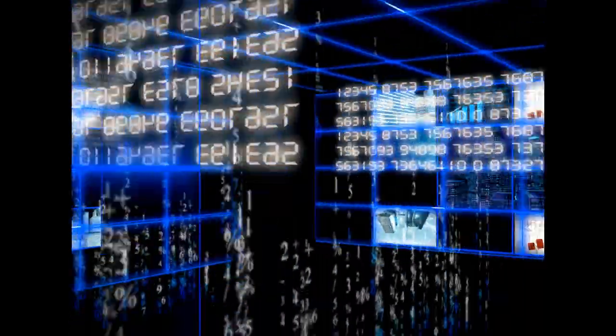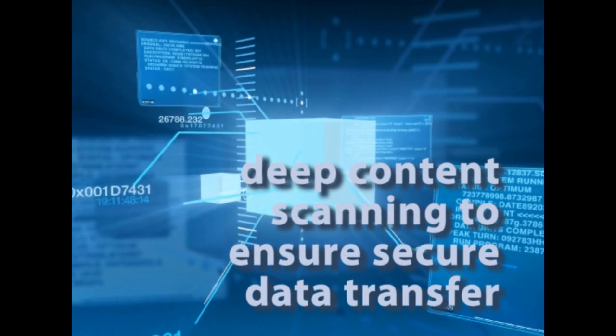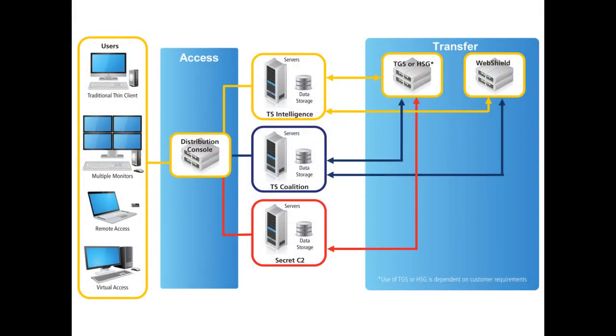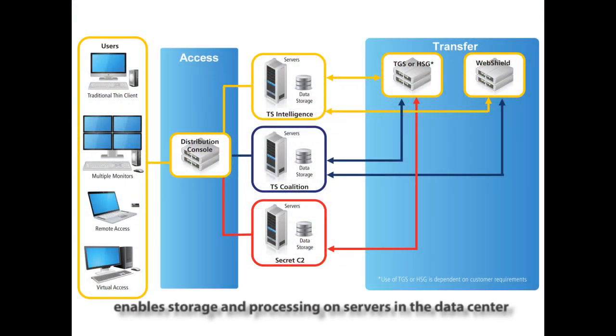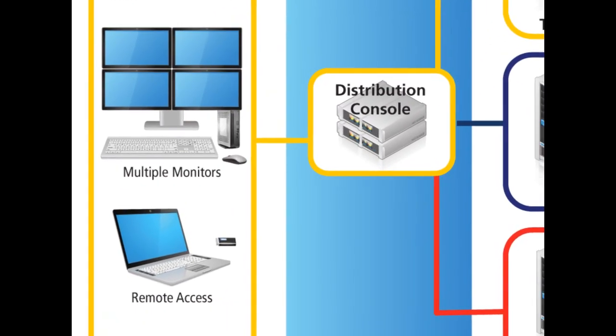Trusted Gateway System provides Oliver a quick and easy two-way data transfer, low to high and high to low, across multiple security domains. TGS also provides a deep content scan to ensure secure data transfer. Rather than hosting applications and data on Oliver's desktop, thin client hardware and TTC software enable storage and processing on servers in the data center.